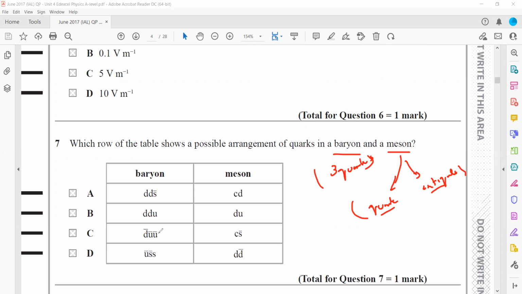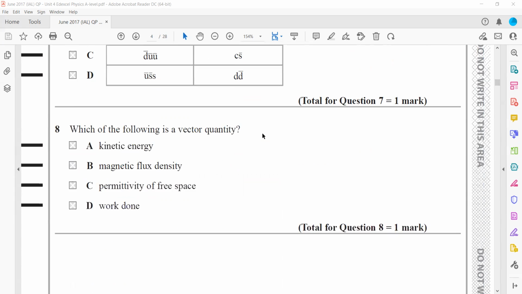And when you check this one, why is it wrong? Because 2 are anti and 1 is not, so it should be either all anti or all quarks. Because a particle and its anti-particle, here you can see strange and anti-strange, annihilate and convert into energy. This is not showing a stable configuration.